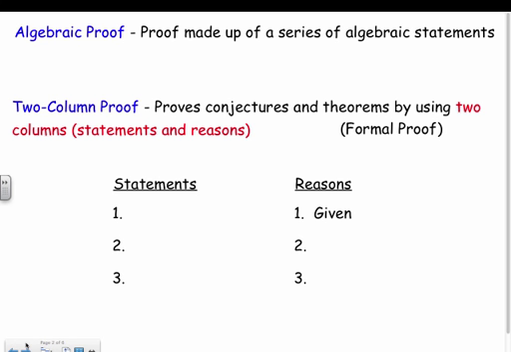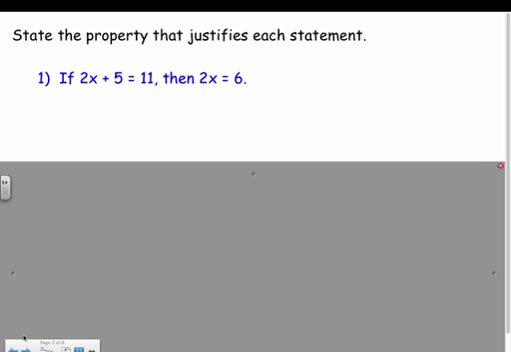And so we talked about this yesterday, having two columns, a column of statements and a column of reasons. And you put a number there so you can know which statement goes with which reason. So the first part of your assignment, you're just going to get used to using your properties. So all it does is state the property that justifies each statement.